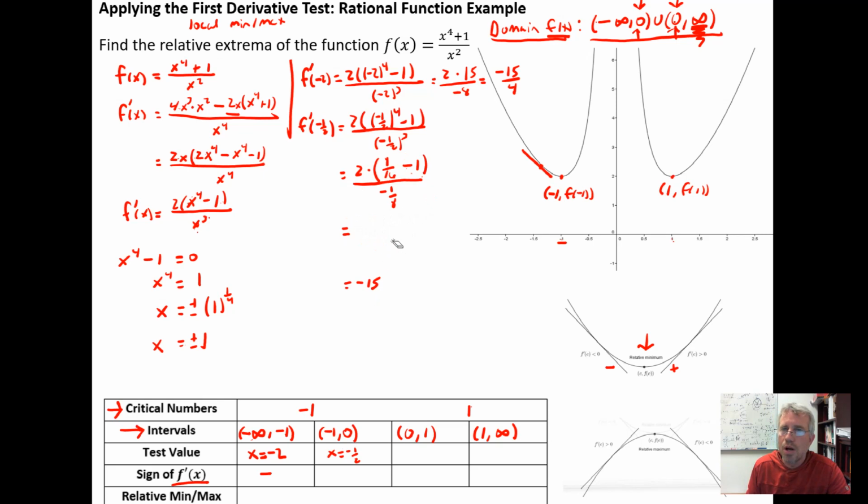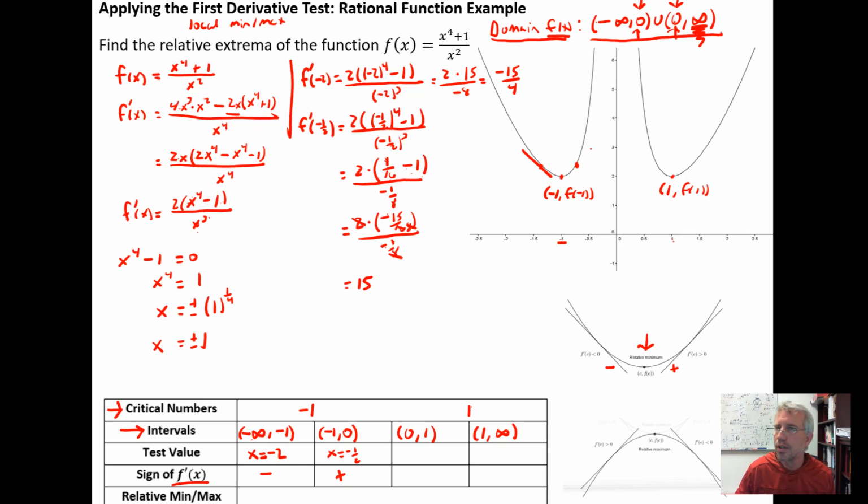Let's walk that through one more time. We get 2 times 1/16 minus 16/16 is negative 15/16, and it was over the negative 1/8. So we're going to get negative divided by negative is positive, and the 2 is going to go into the 16 8 times, and the 8s are both in the denominator positions, so 8 divided by 8 is 1. So we get negative 15 divided by negative 1 is positive 15. That's much better.